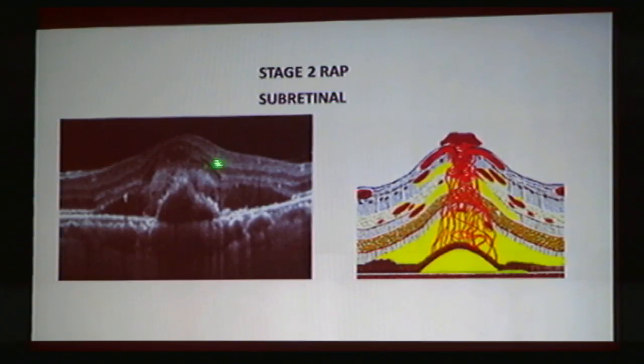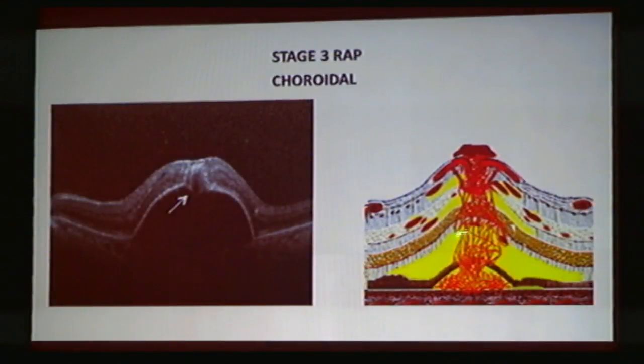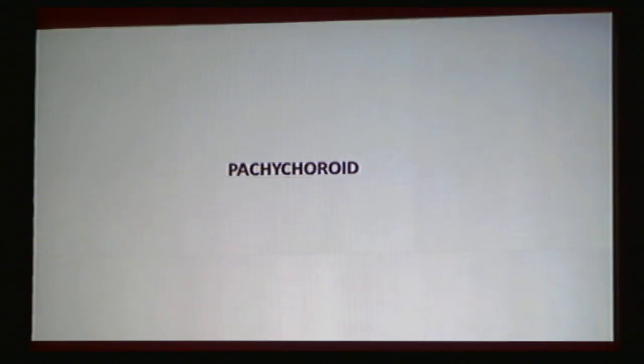If it goes subretinal, like you can see in this case, with also a PED, but the RPE is not breached, then it is stage 2 of RAP. Stage 3 is when it goes under the choroid and then it becomes choroidal. As you can see over here, the RPE is breached. These are just some guidelines about the OCT in RAP lesion.